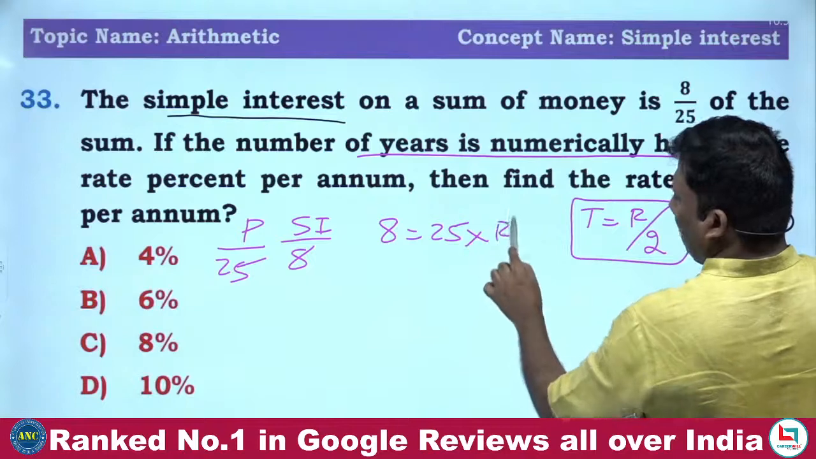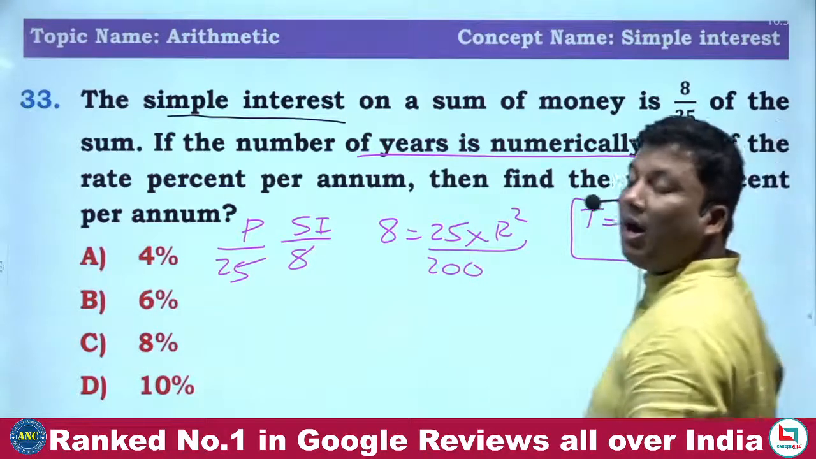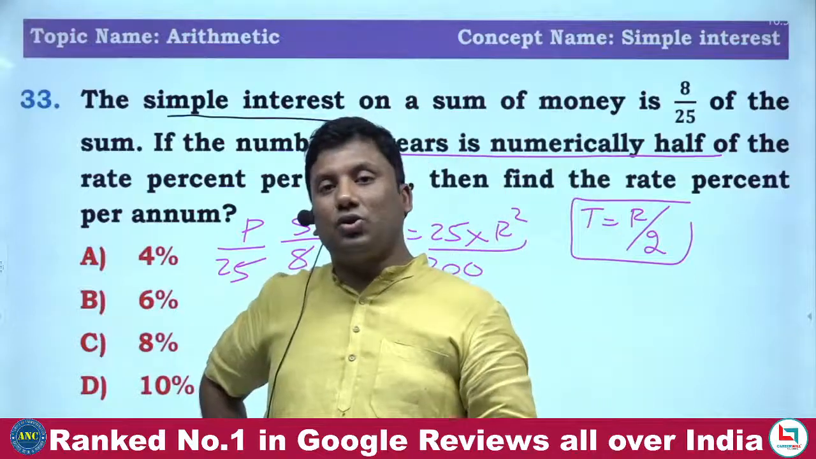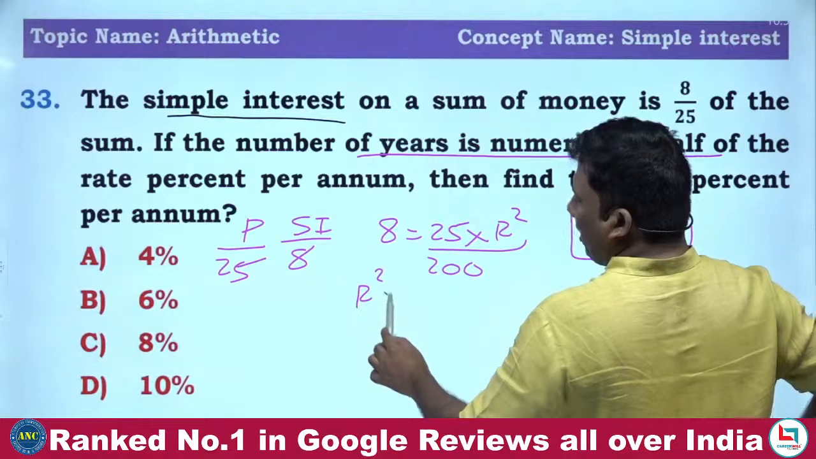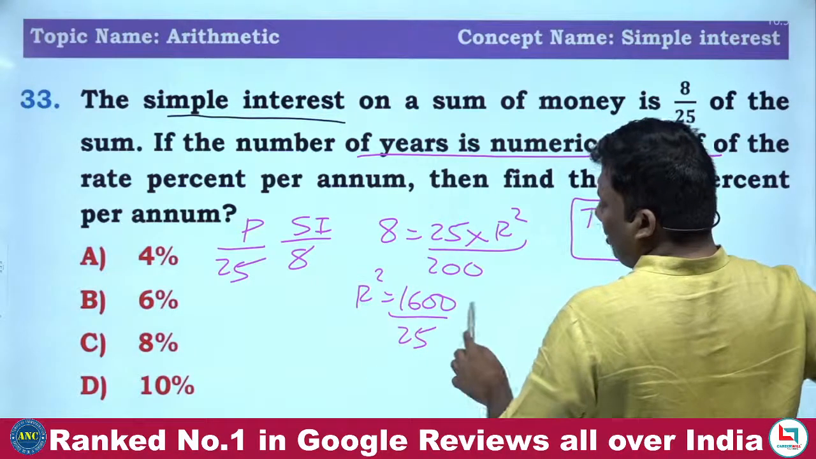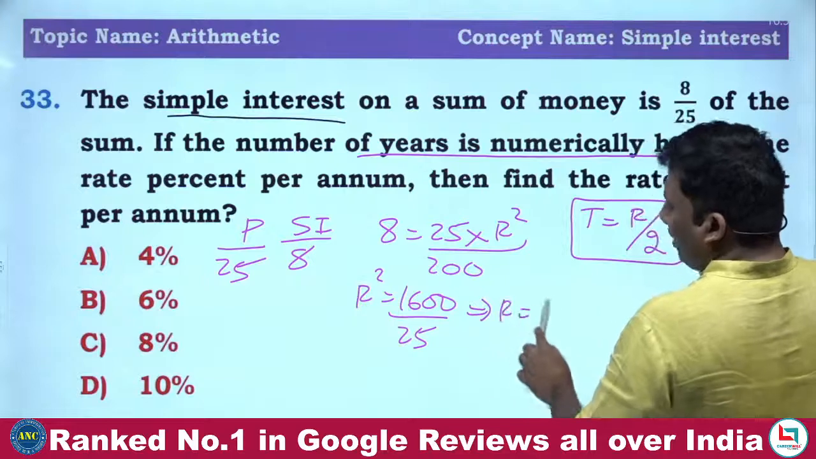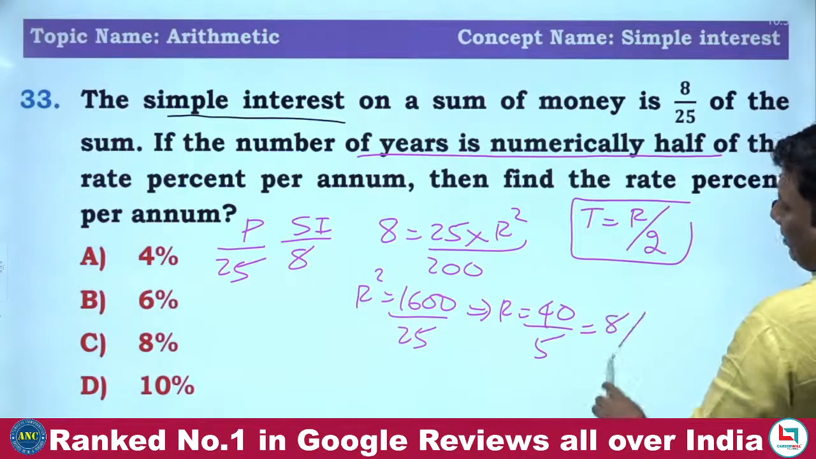So this will be r square by 200. R t will become r by 2. R by 2 into r is r square by 200. So r square will become 1600 divided by 25. So r will become 40 by 5. 40 by 5 is 8%.